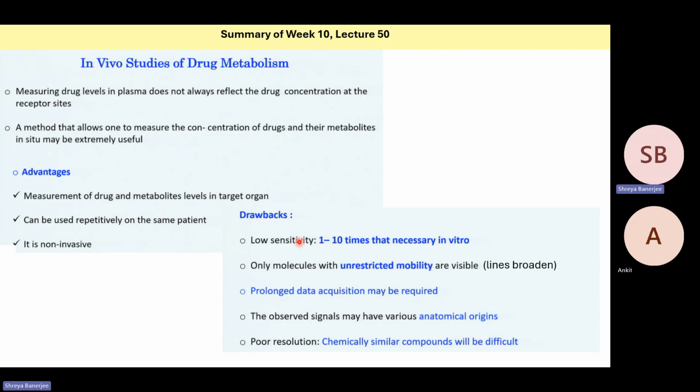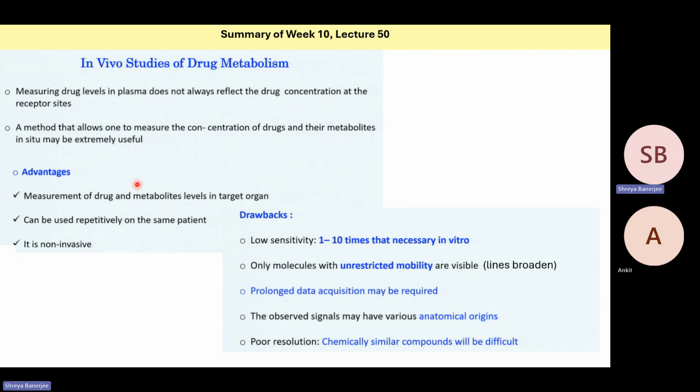The drawback is that the sensitivity of in vivo is much lower than in vitro. Another thing is that only molecules with unrestricted mobility are visible. So suppose you are studying a certain drug molecule, it will only be visible in vivo if the molecule is allowed to freely move. Prolonged data acquisition may be required.